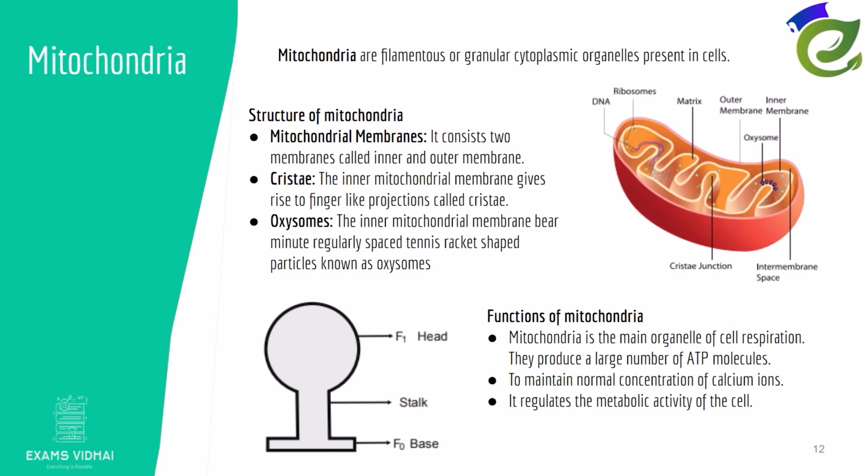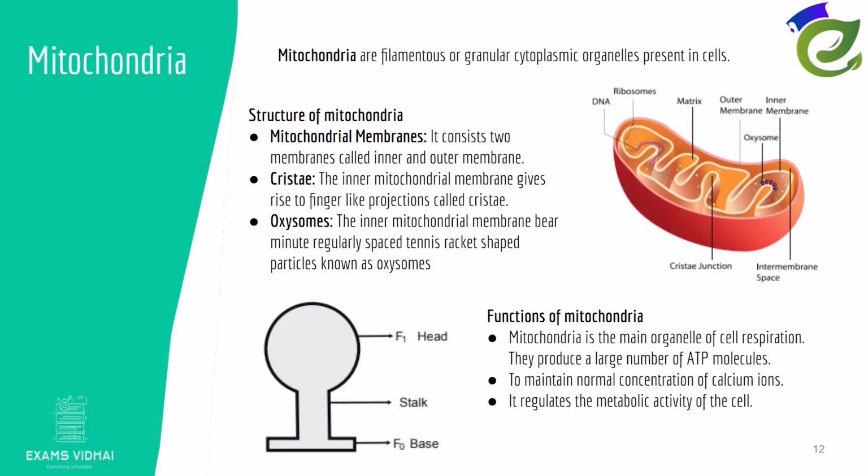The part which we can observe when we cut open a mitochondria is cristae. That is the inner mitochondrial membrane that gives rise to finger-like projections, and these are called cristae. The cristae increase the surface area of the mitochondria to hold a variety of enzymes. And next we see the oxysomes. The inner mitochondrial membrane bears minute, regularly spaced, tennis racket shaped particles known as oxysomes, which are F1 particles. They get involved in the ATP synthesis process. The structure of one oxysome is depicted in the photo at the left bottom.